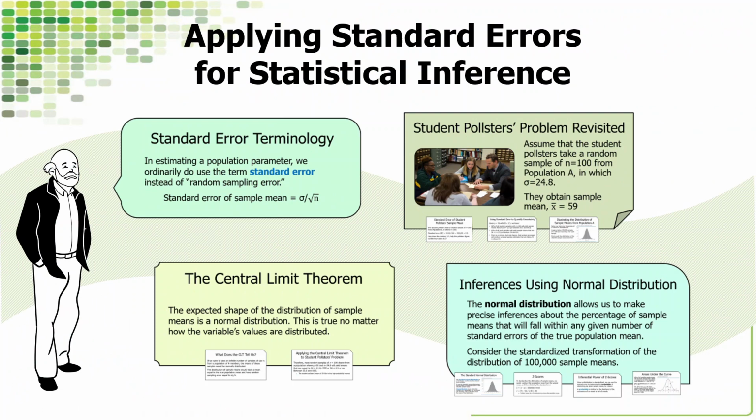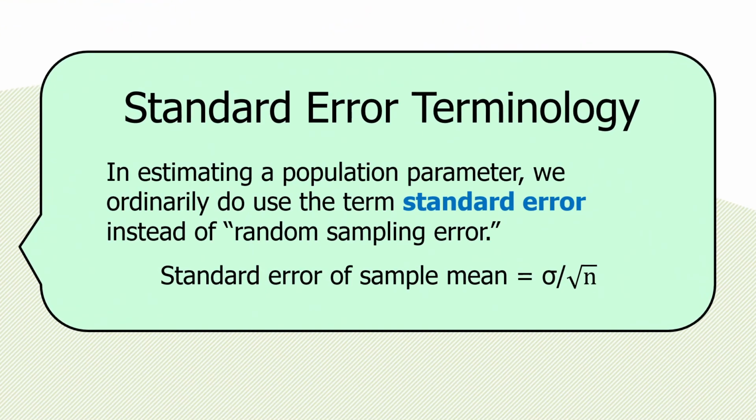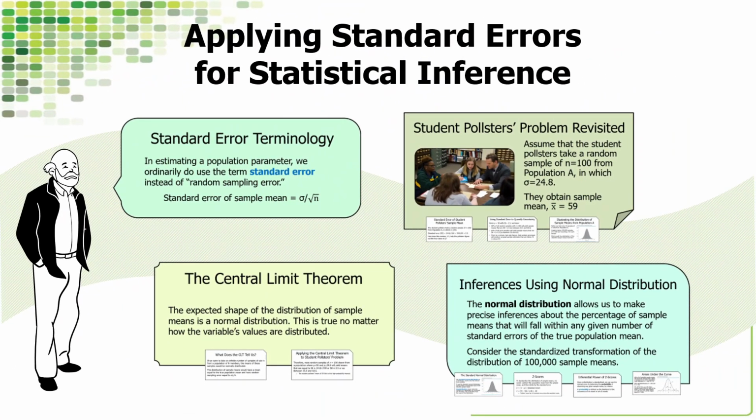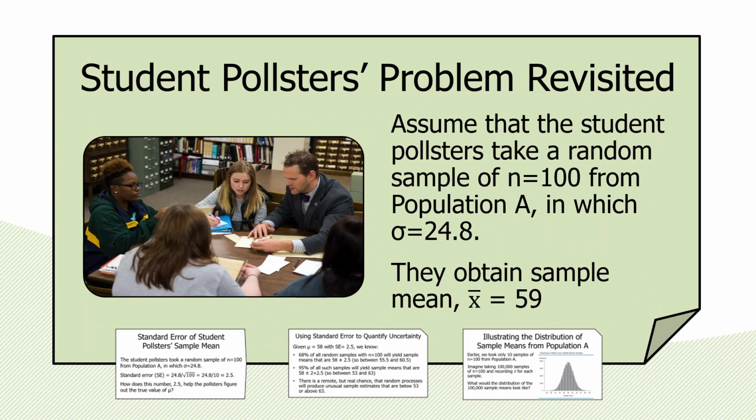In the last presentation, we arrived at the definition of standard error, which is synonymous with random sampling error: the standard deviation divided by the square root of n. Let's return now to our student pollsters and find out how the knowledge of the standard error can help them determine, or estimate, where the population mean lies.